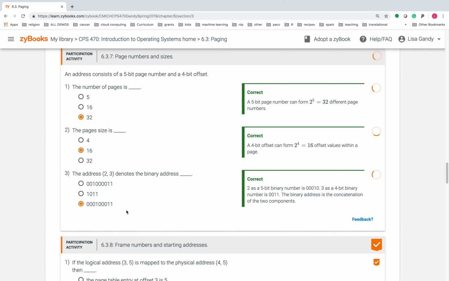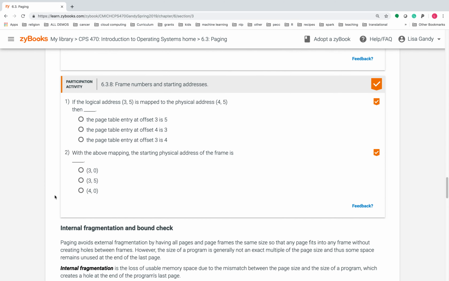So 2 as a 5-bit binary number is 00010. 3 as a 4-bit binary number is 0011. So we have to remember that. Which size? Because I was basically dividing it in a weird way. So we're going to divide it into 5 and 4. So we have 4 here and then 5 here. So that is 2. Okay.